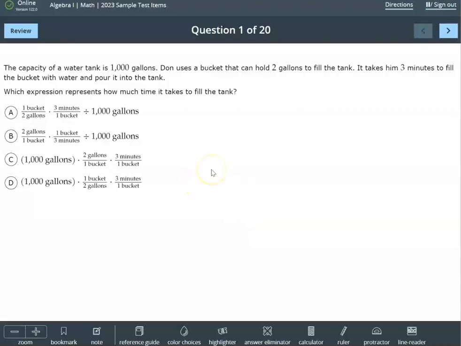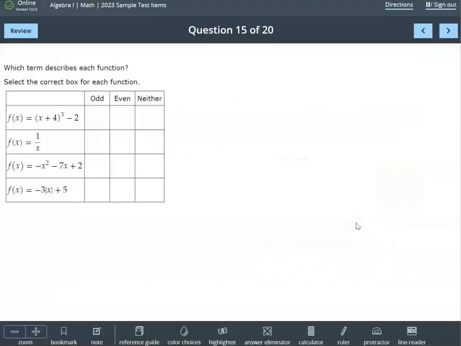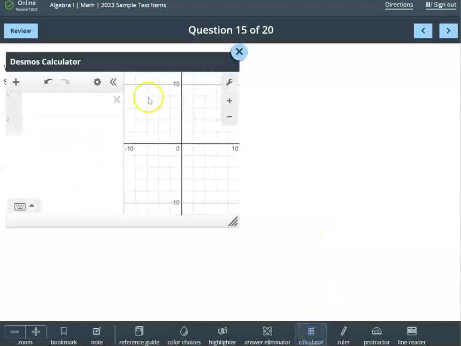We're going to jump to item number 15. So to do that quickly, click on Review on the top left corner and choose 15, and it'll take you here. Here we have 4 functions that we're going to analyze and determine if they're odd, even, or neither. So click the calculator button at the bottom.